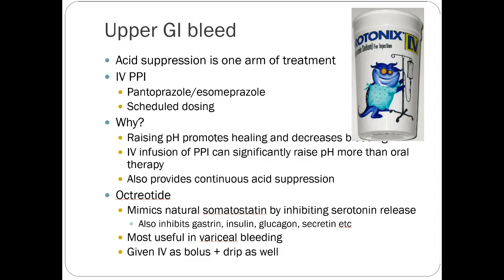Let's see, octreotide I don't really talk about too much. It's basically if you have variceal bleeding, I think about alcoholic patients getting this, and it has some vasoconstriction aspects that work there too. So if you have an alcoholic patient with variceal bleeding, usually they'll use both IV PPI and octreotide.